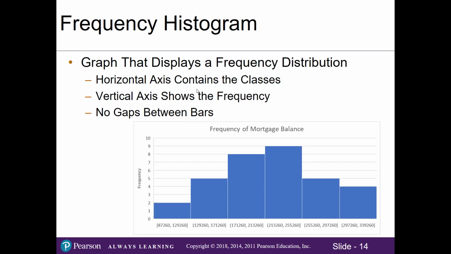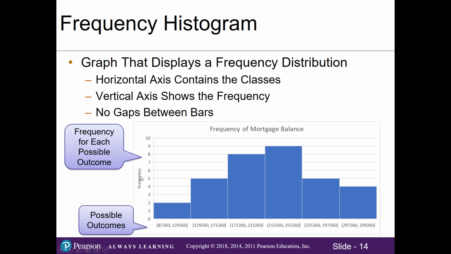Once you've set up your frequency distribution, it's helpful to graph it into a frequency histogram. A histogram's horizontal axis contains the classes, which has all the possible outcomes, and the vertical axis is the frequency for each possible outcome or class, or the count. Note that there are no gaps between our bars. This tells you that this is a histogram.